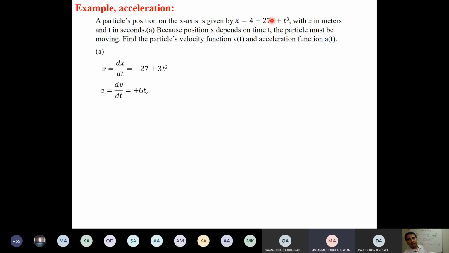Minus 27. Yes, exactly. So this is minus 27 there. And when you take the derivative of the third term, the power 3 will come down, as I showed here. Then when you take the derivative, it decreases the power by 1, 3 minus 1, which is 2. So 3t squared. Did you understand the step now? Yes. Why has the 4 changed to 0? I didn't understand this one.